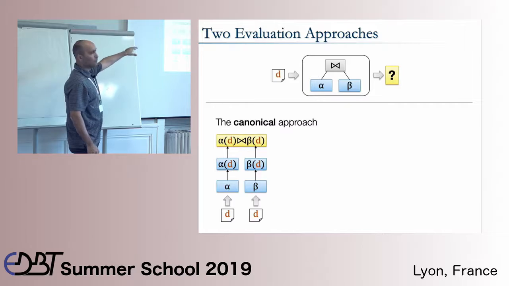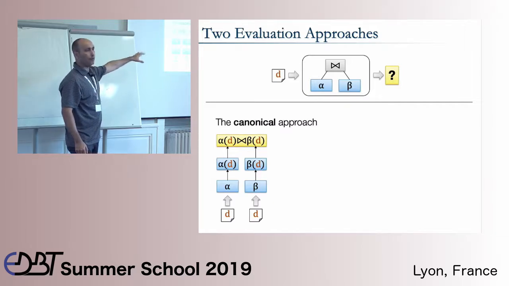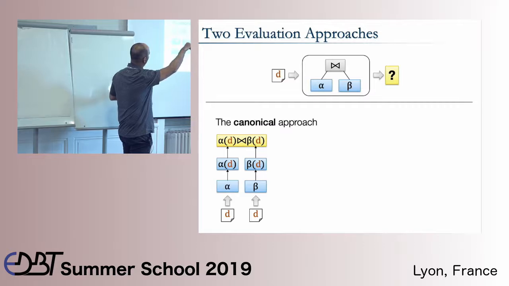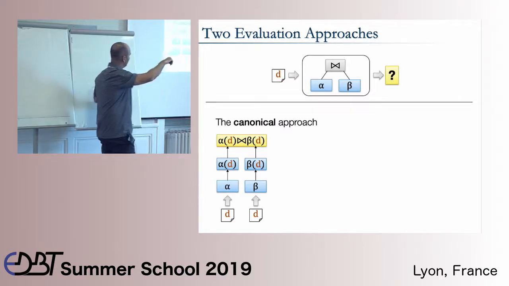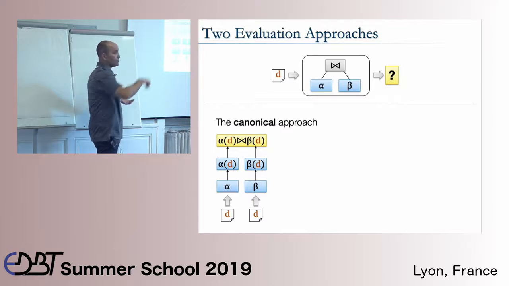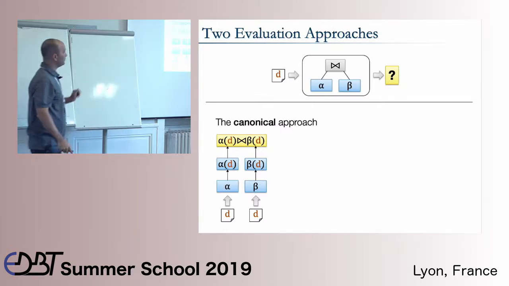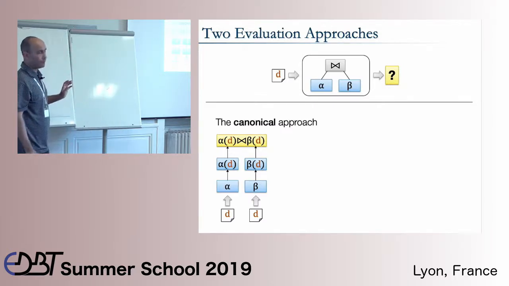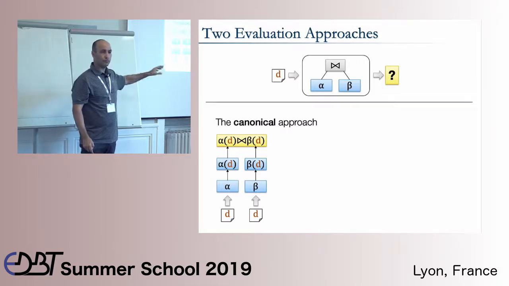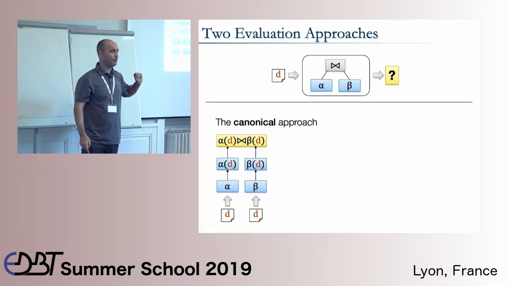So there is what we call the canonical approach. Just do what the spanner does. Evaluate alpha. So the input is a document D, and we evaluate alpha over D. Evaluate beta over D. We get two relations, and we just send them to a relational query engine to compute the result. Okay, this is the canonical approach. There is another approach. Any guess of what it will be?